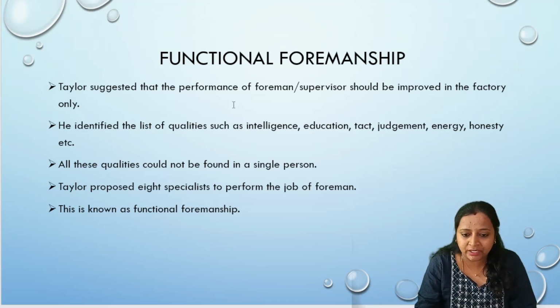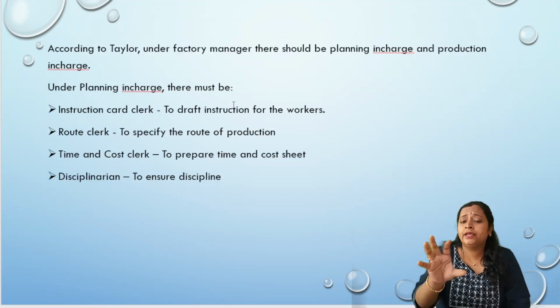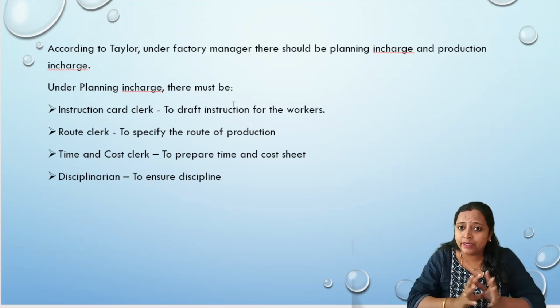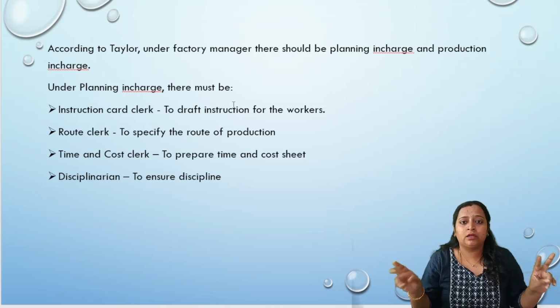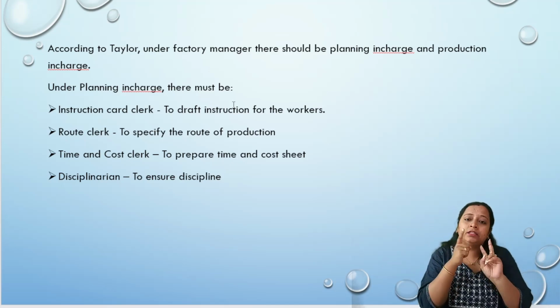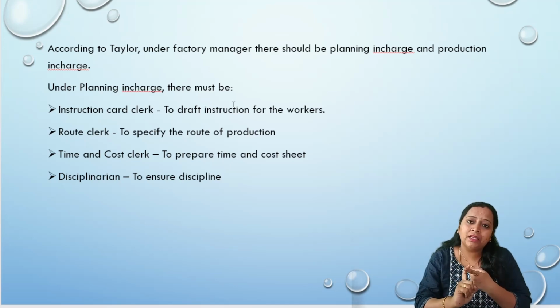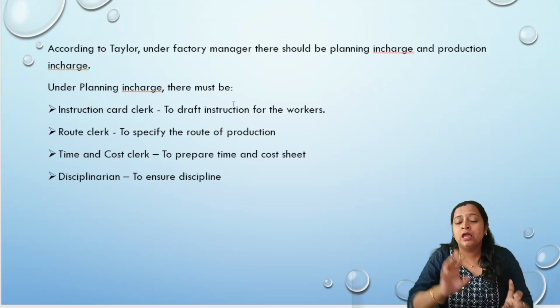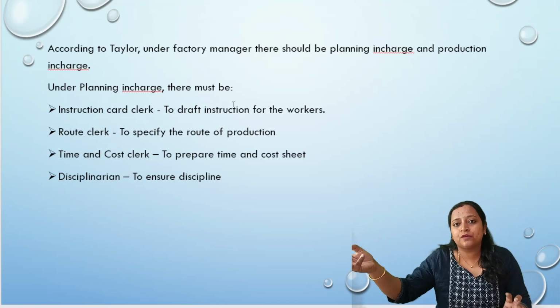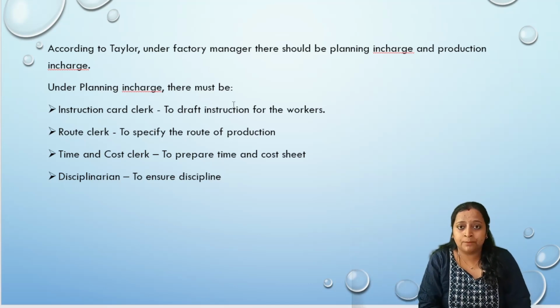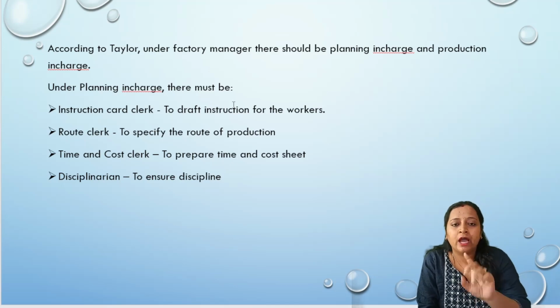Let us see what happened here. See, I told you he has come up with the 8 specialists, and also he has divided this entire process into 2 parts. One is planning function and the other is production function. Under planning function, he has kept 4 specialists. Under production function or execution function, he has kept 4 specialists. So first we will see the planning function. Under planning in charge, we have 4 people.